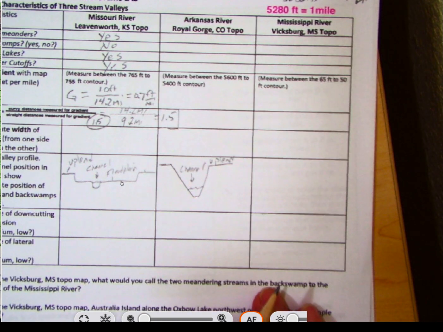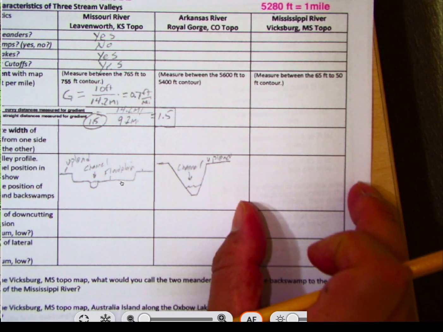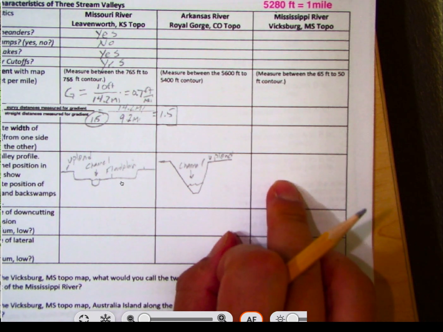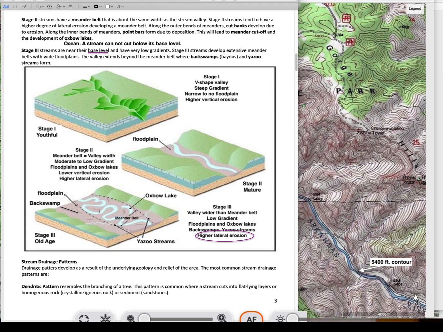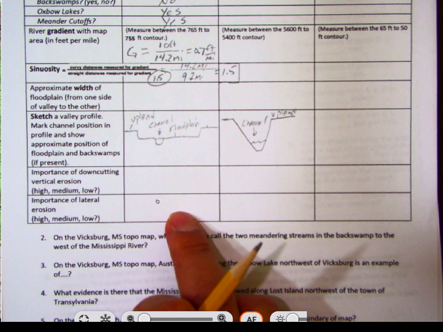And then for the Mississippi, obviously it's going to be a much wider floodplain. This one's going to have a meander belt. So when you draw your profile for the Mississippi River, I want you to think about this meander belt, right? You probably want to draw those in and then show the back swamp, right? And then you would have uplands farther beyond that. Then you can answer these questions about the importance of downcutting and lateral erosion.